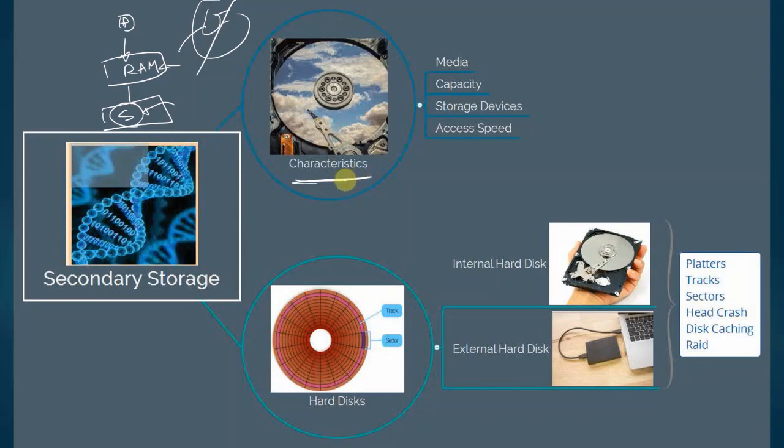There are several important characteristics of our secondary storage device, such as a hard drive. These characteristics are, number one, media. Media is a physical material that holds the data and programs. Capacity, which measures how much a particular storage medium can hold. The actual storage devices, which are the hardware that actually reads data and programs from the media. And then of course there's the access speed, which measures the amount of time required by the storage device to retrieve data and programs.